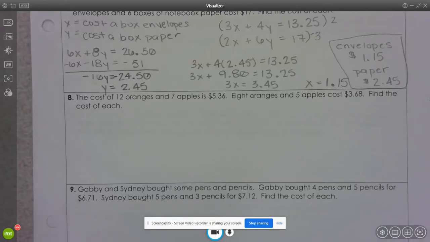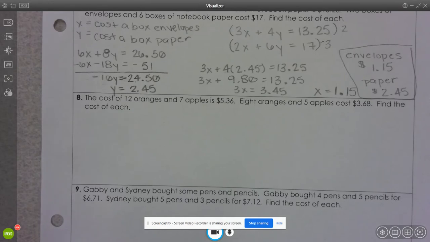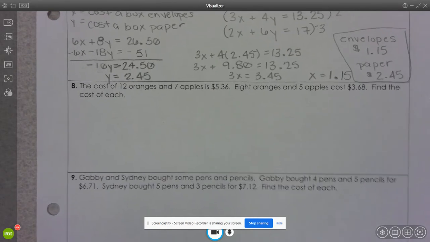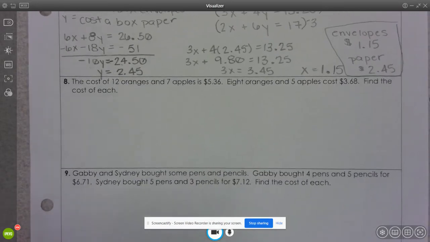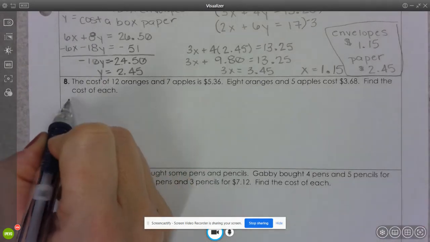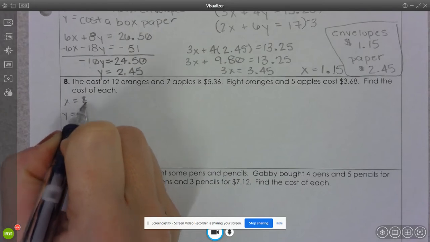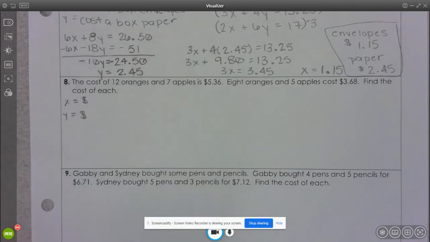So we're going to go ahead and continue on the notes page that I gave you in class. We're going to start with question number 8. Reading through this question, I know how many apples and how many oranges were purchased in each scenario, but I do not know the cost, and it's asking me to find the cost of each.